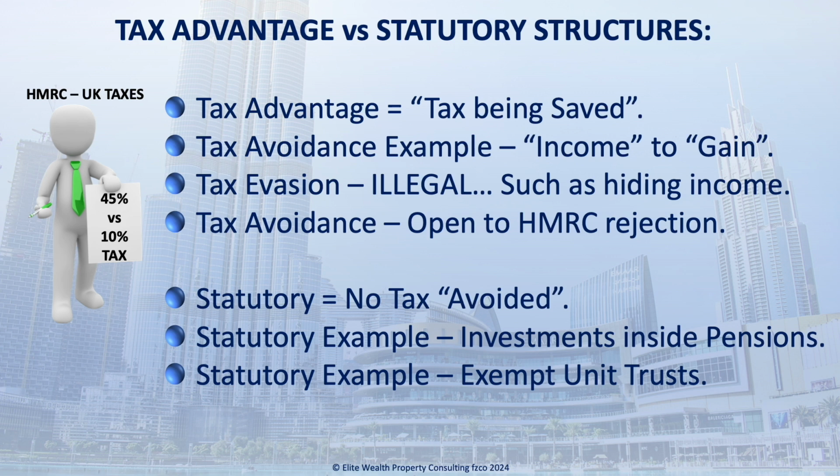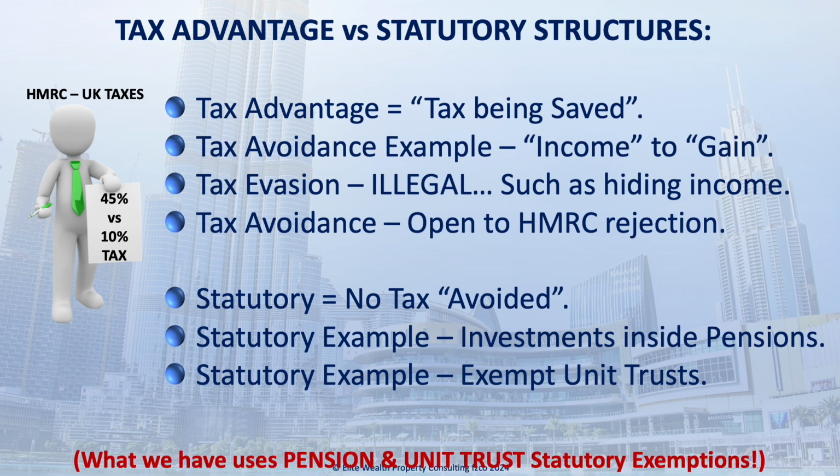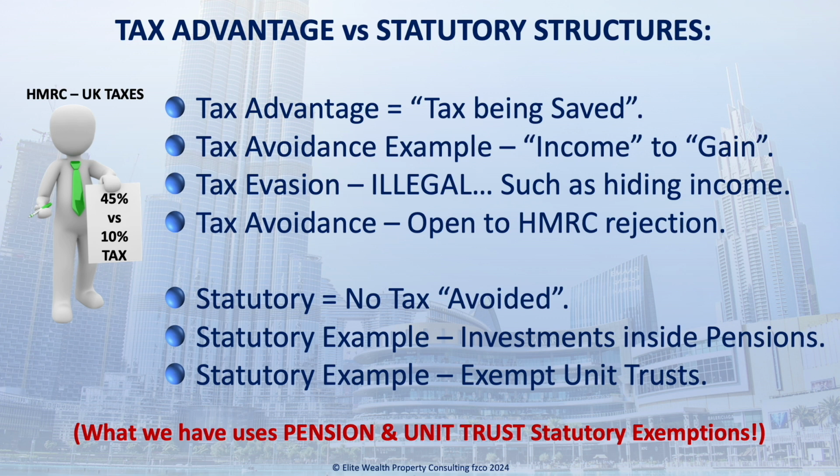And in this case, if it's a pension that holds the units, we've already said that a pension is exempt. If you combine the two, you have a statutory exemption. All of the investments in the unit trust are exempt because it's a unit trust that's been approved, and all of the income and gains inside the pension are also exempt. So let's have a little look at the detail.